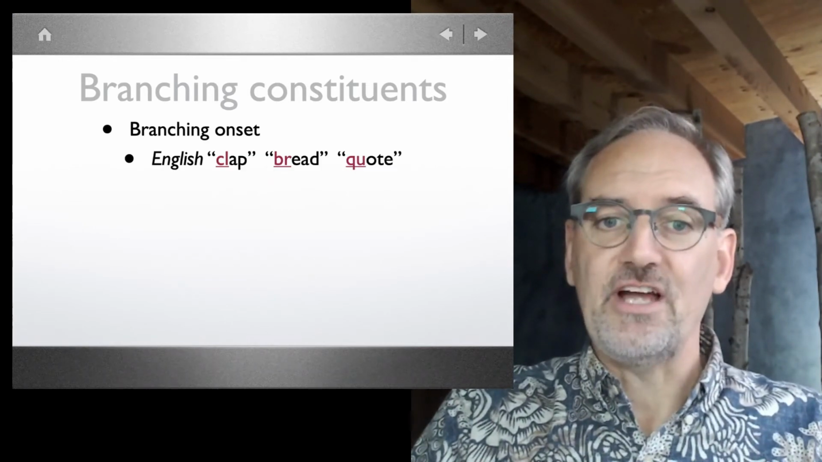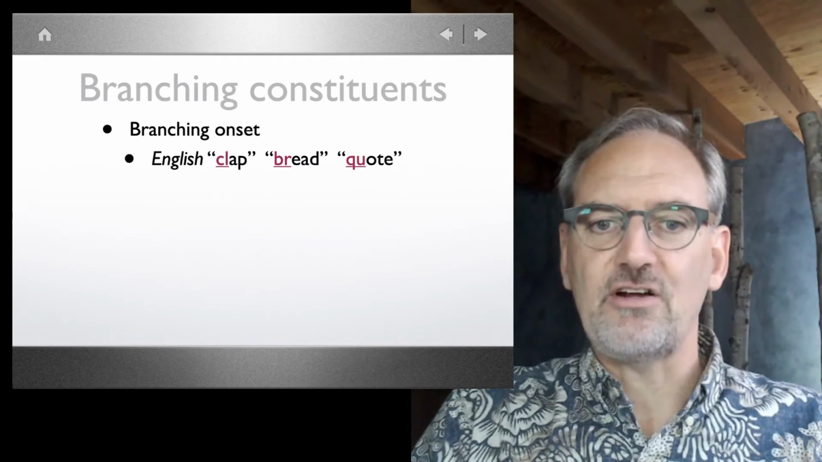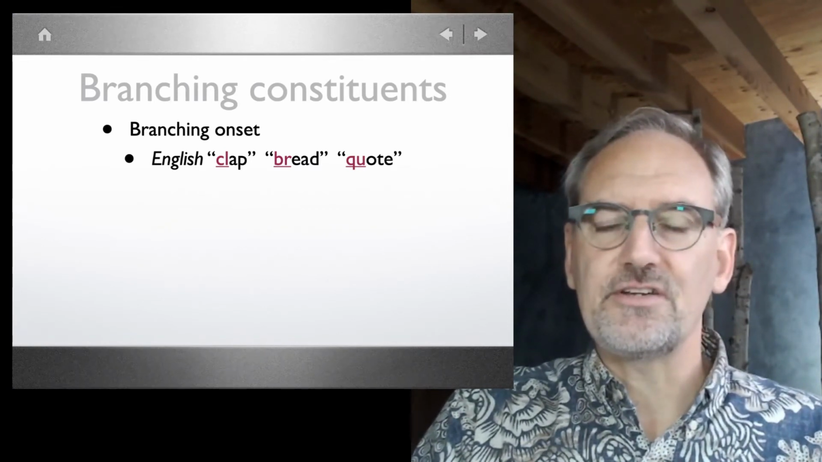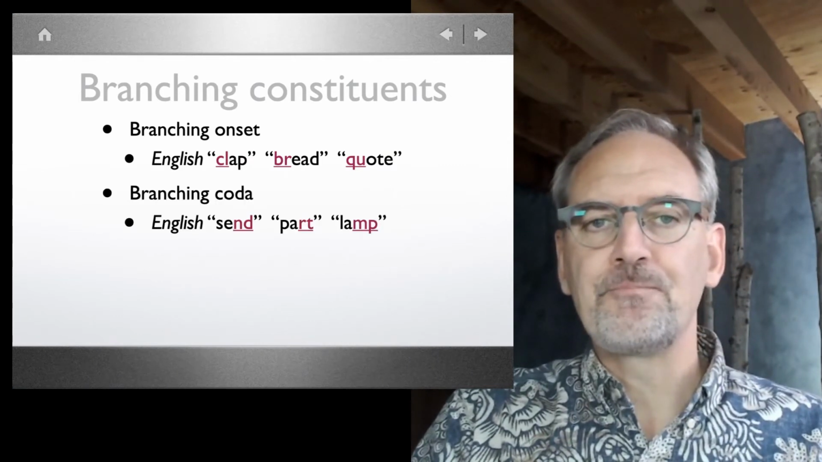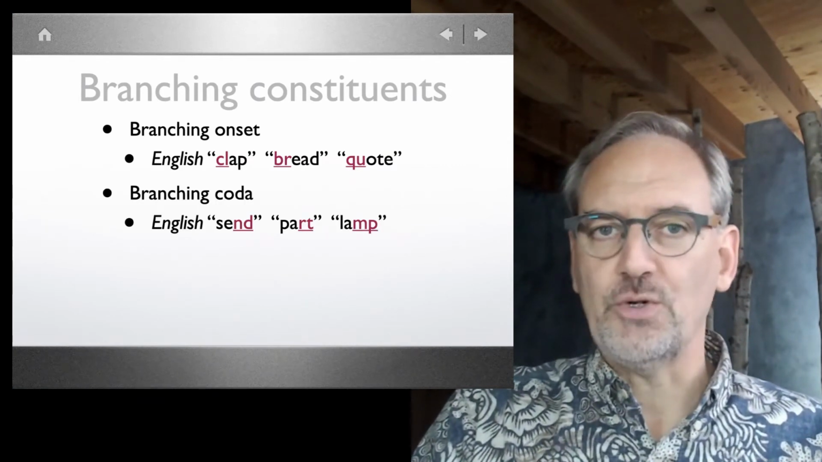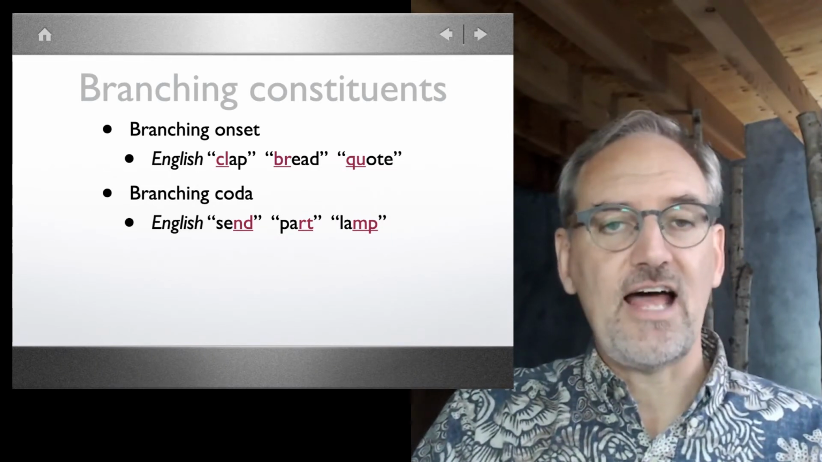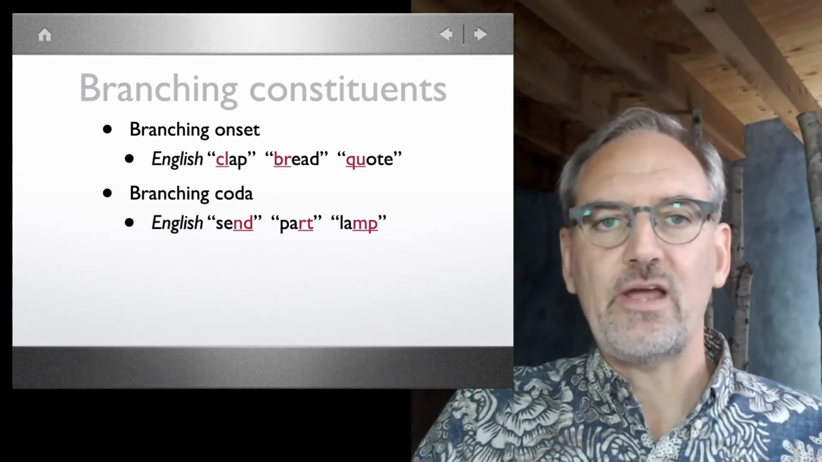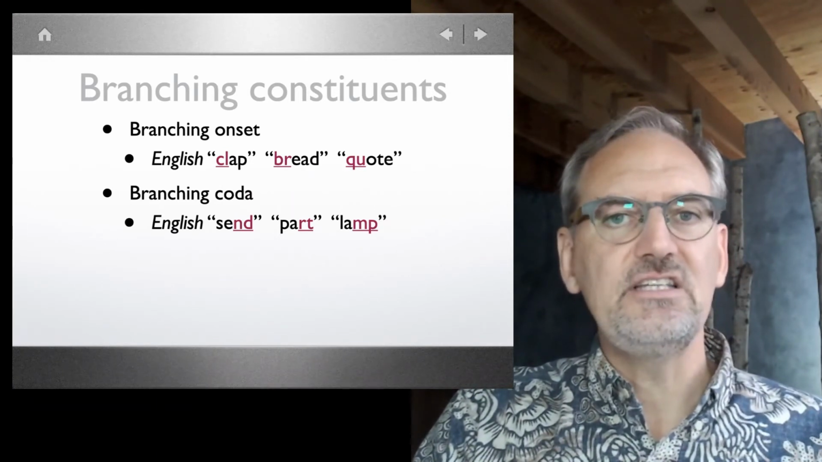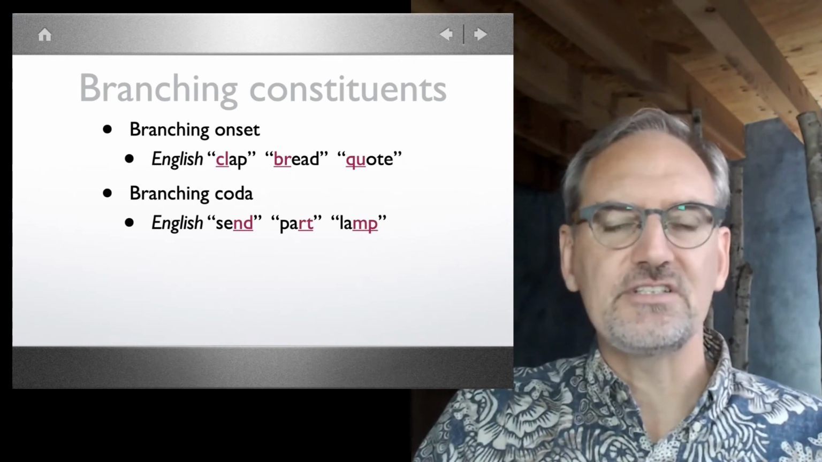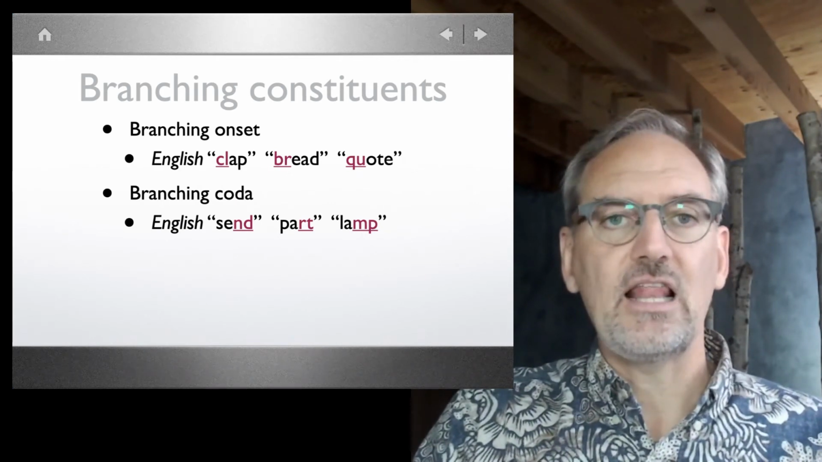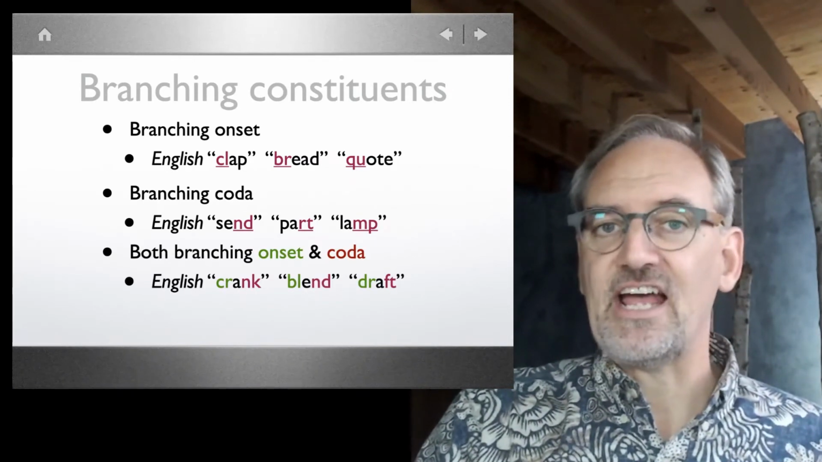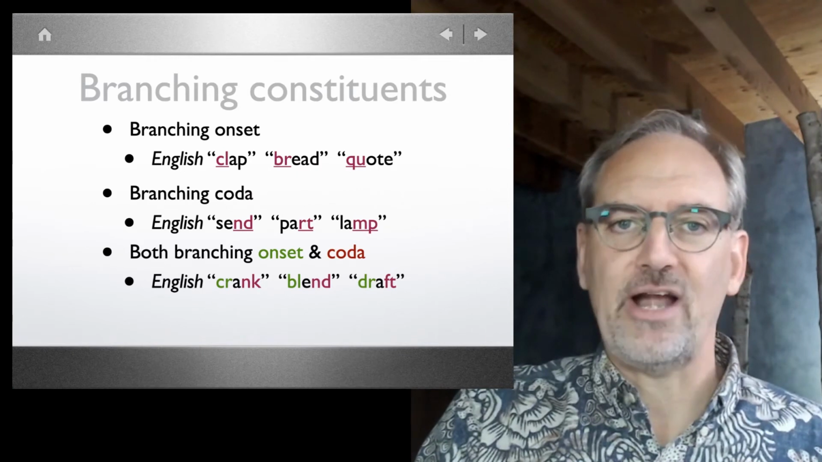Some languages allow the onset to branch. We've seen already the example clap, but bread, quote, right? There are a number of different sequences permitted. And we also have branching codas. And English is an example that allows branching codas in addition to branching onsets. So we have words like send, right? Nd, nd, 2 segments in the coda. Part, lamp.